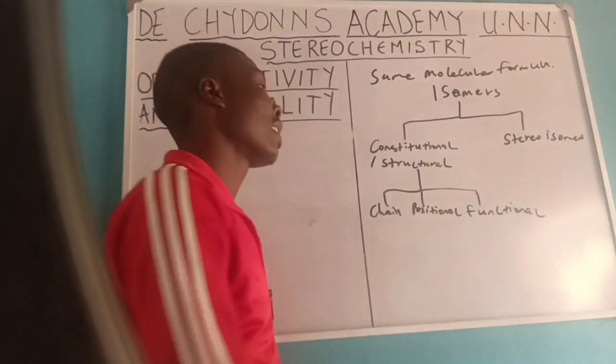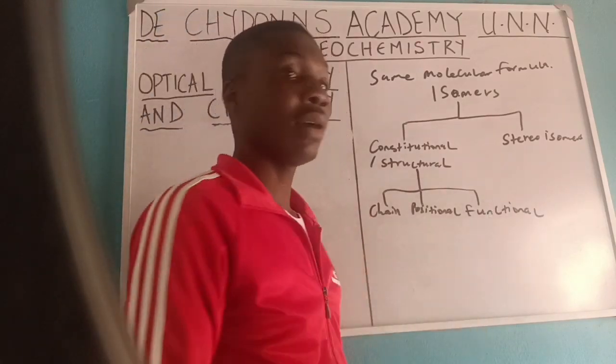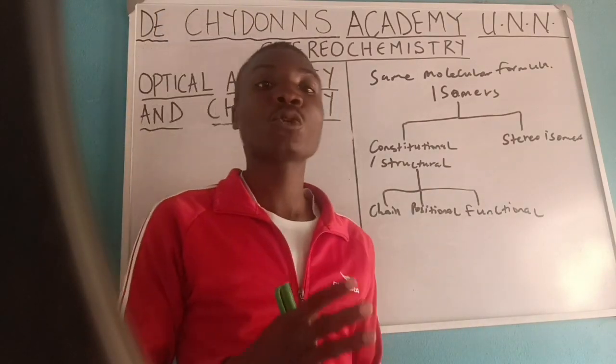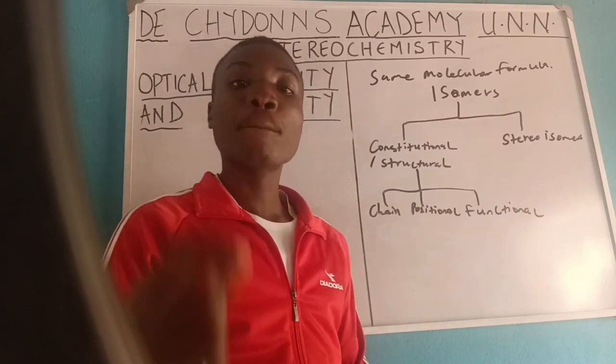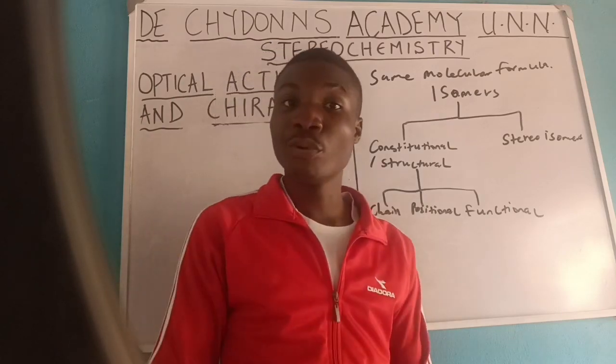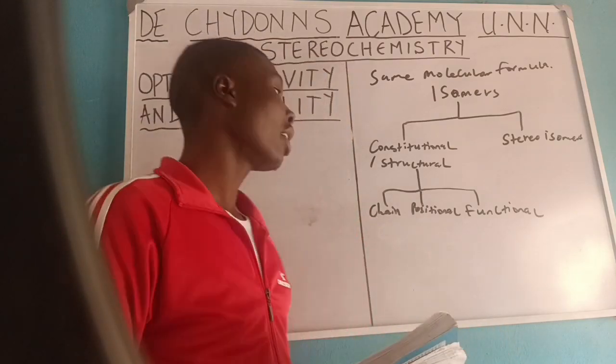The next one we'll look at under constitutional structural isomers is functional isomers. Functional isomers are isomers that have different functional groups but the same molecular formula. You're going to see what I'm talking about the moment I work on this particular structure.